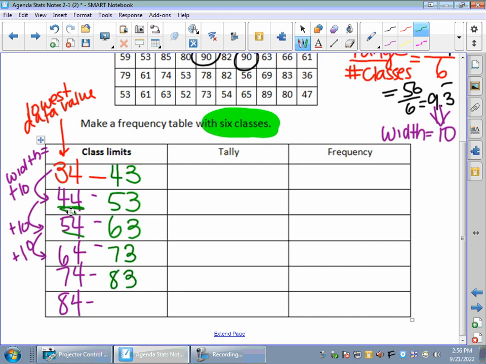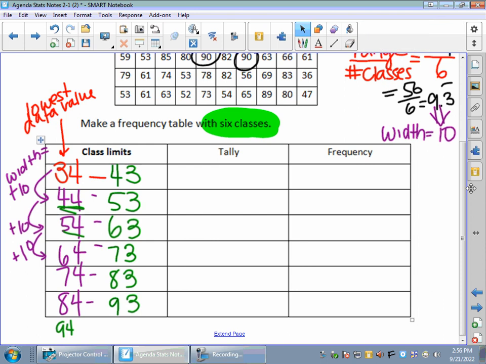That gets tricky for people. Sometimes if you can't figure out your final class limit, figure out, well, my next class would start at 94, so the previous one ends at 93. So from there, that's the tricky part. Now we're just going to figure out our frequencies. I'm going to quickly jot down my tallies and my frequencies.